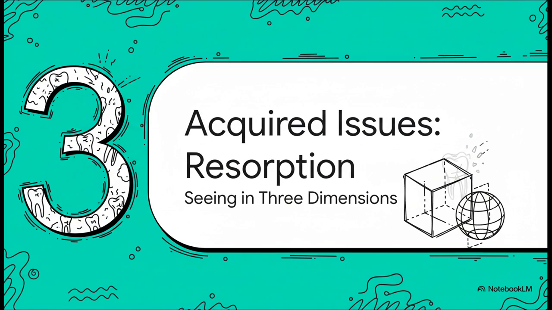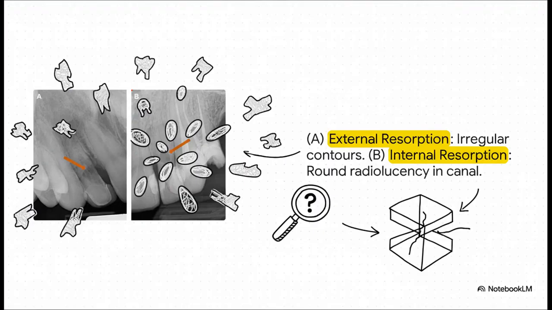We need to think in 3D. So in a flat 2D X-ray, we look for the classic signs. External resorption, which you can see on the left, often looks kind of irregular, almost moth-eaten on the outside of the root. Internal resorption on the right usually looks like a smooth, round balloon expanding from inside the canal. The problem is, in the real world, a 2D image is super misleading. It can be incredibly hard to tell them apart or to know the true size and extent of the damage.